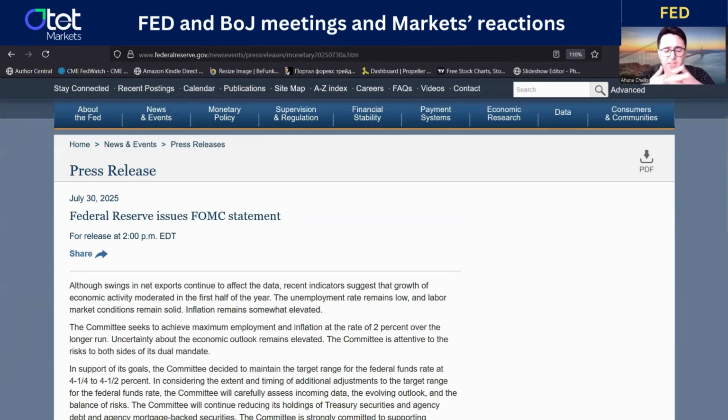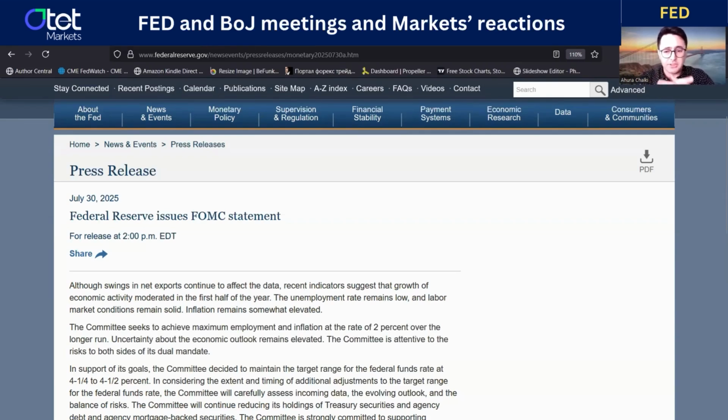First of all, as expected, as it was already 100% expected, the Federal Reserve held the rates unchanged, between 4.25 and 4.50%. Generally, from the talks and from the tone of the statement and the press conference, it was somewhat more hawkish than expected. That's why the market reaction, especially for the US dollar, went in that way.